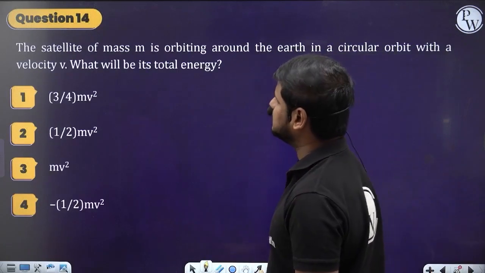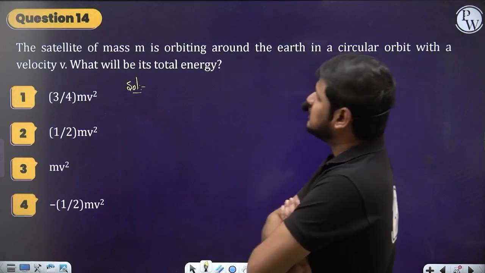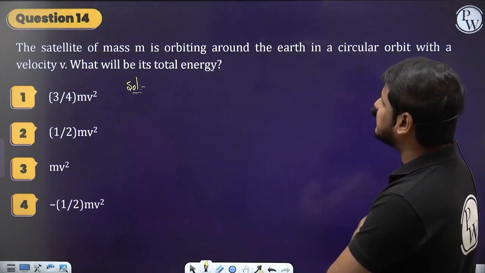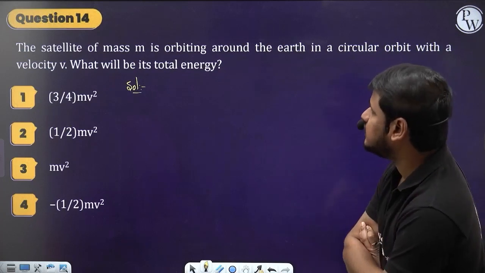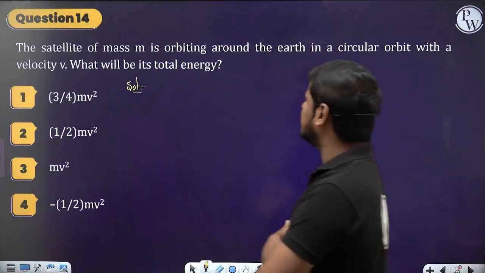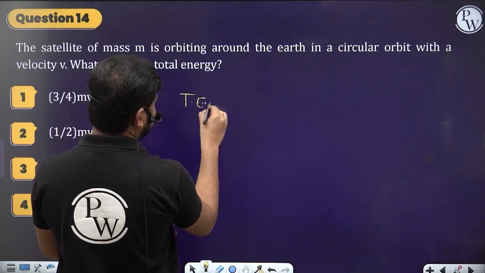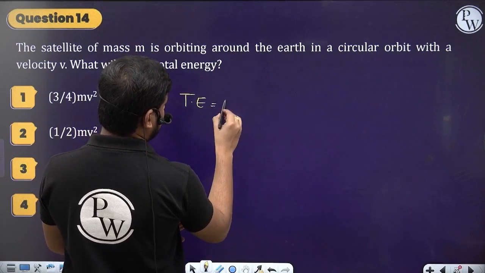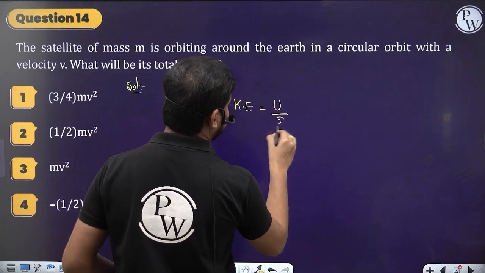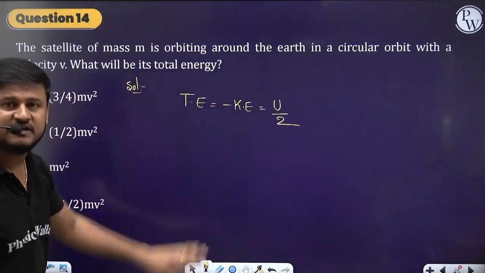So then the next question, question number 14. The satellite of mass m is orbiting around the earth in a circular orbit with velocity v. So what will be its total energy? I know the relation, the total energy is equal to the negative of the kinetic energy, or the potential energy by 2. It is orbiting with a velocity v.